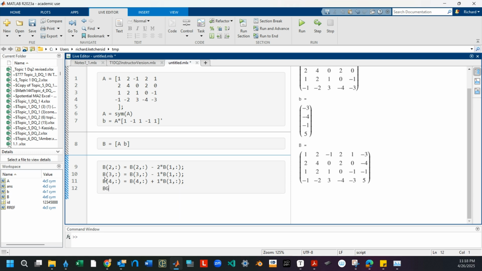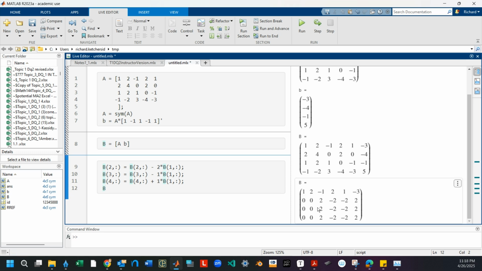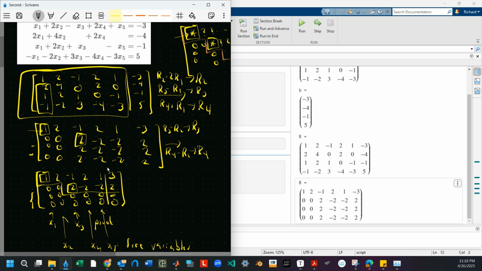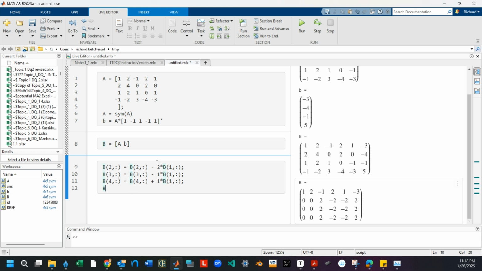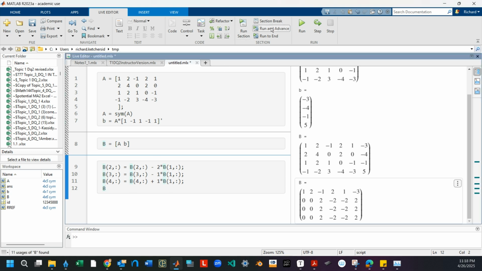And then at the end, I just want to look at the B we get. So I'll have it type out B for me, and then I'll run that. It does all that stuff, and there's what I get. If you think about it, that's exactly what I had in my notes here. That's exactly this matrix here after we did those operations. So that's good, and then we can just do the same thing again.